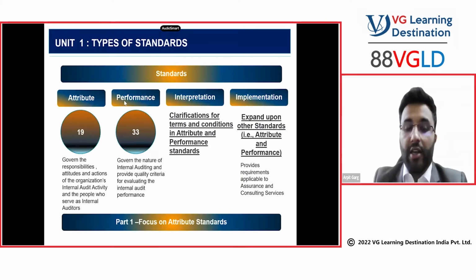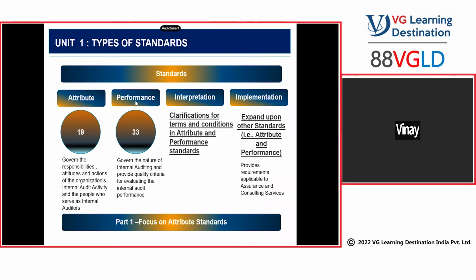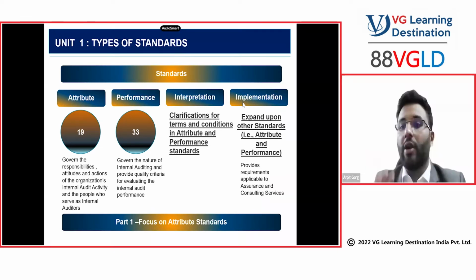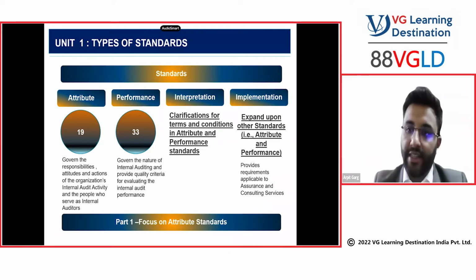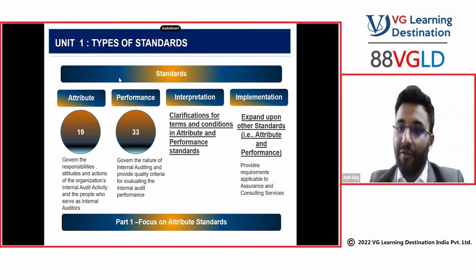Okay, folks. As I said, there are 4 types of standards. Can you all read it together? What are the 4 types of standards? The 4 types of standards are attribute, performance, interpretation, implementation. Let's hold ourselves and we'll spend 5 minutes on this slide, folks. This is very important to set up the tone for the entire CIA. And this is very, very important for us as professionals to know, right?